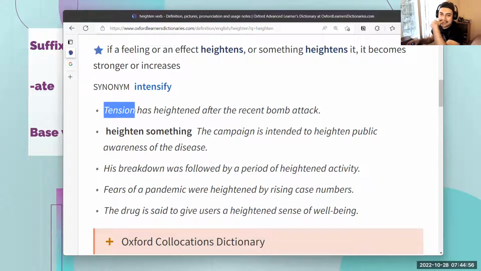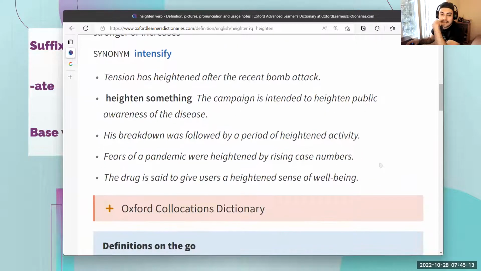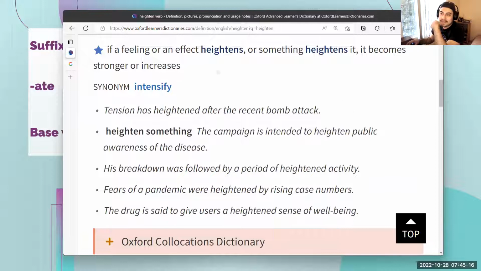Look at the example, tension. We have here, to make it wider, to make it broader. Heightened activity. This is not an easy verb. Maybe when people go to the coach and the coach says that he can make them feel a heightened level of happiness after the speech.